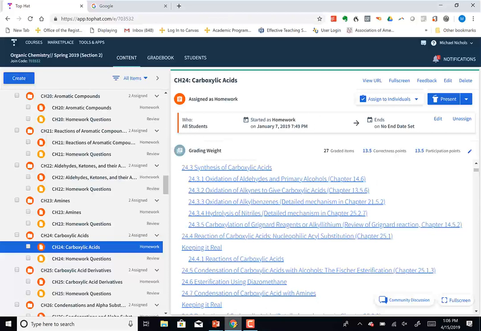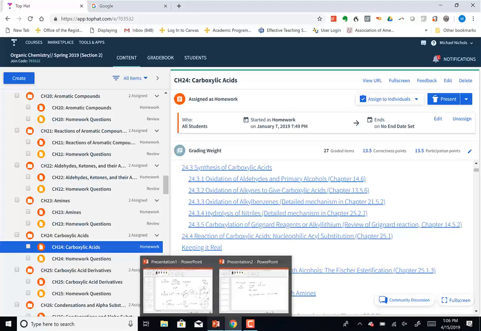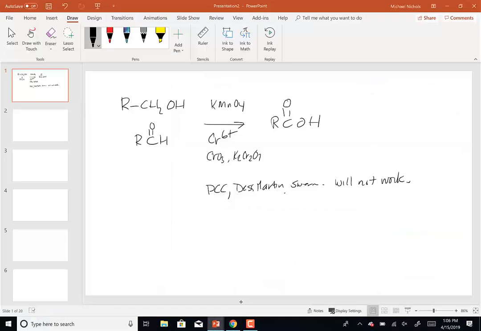Oxidation of alkynes to give carboxylic acids. And I like to lump these together both as alkynes and alkenes. So the question is, if I had this alkyne, and I can put another R group over here, and I want to cleave that triple bond and make 2 carboxylic acids, what should I use there?